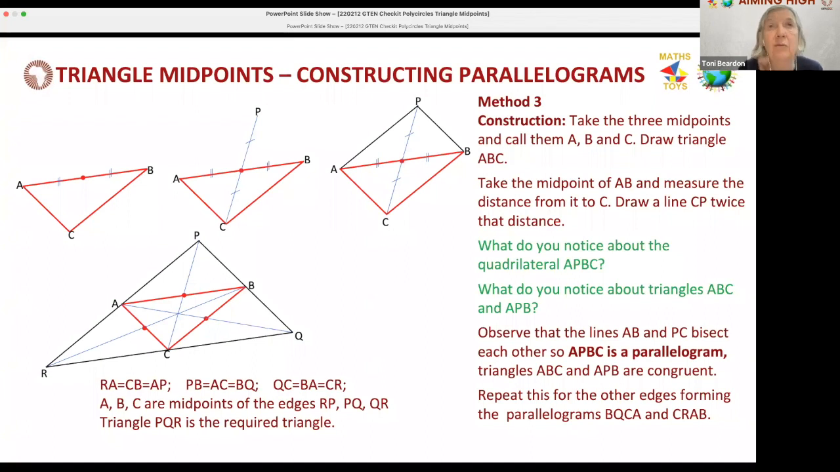I like one of them, it's crab. CABQ, CABQ, oh crab. CABQ is a parallelogram and the other one is CRAB, crab.